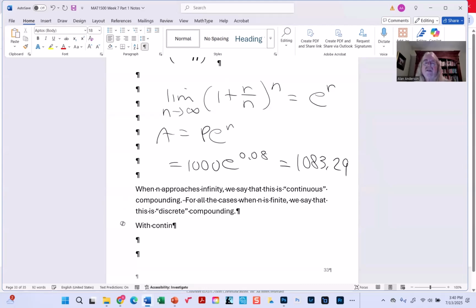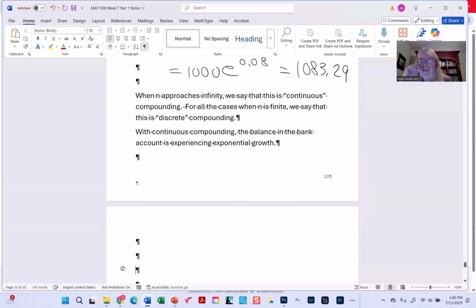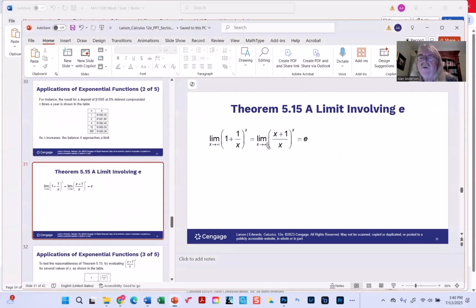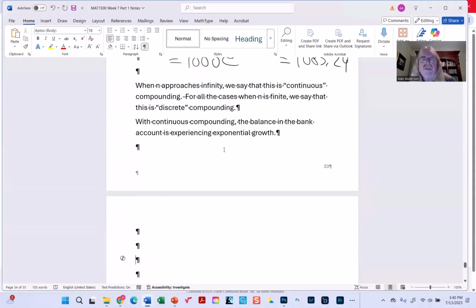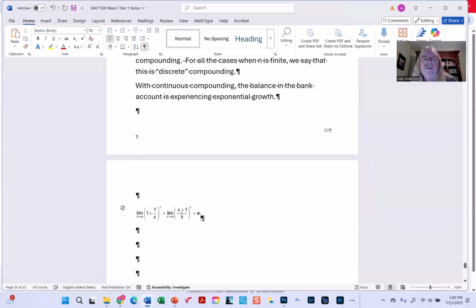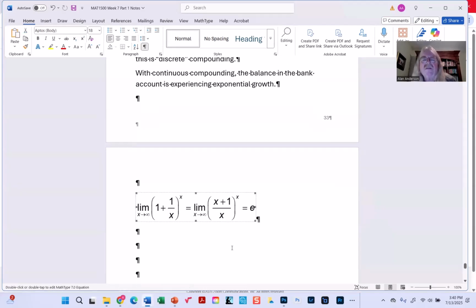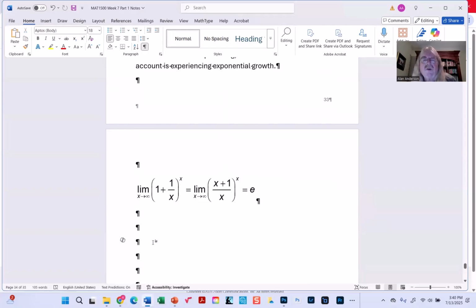So with continuous compounding, the balance in the bank account is experiencing exponential growth. So that's the tie-in with what we've been doing right there. In the limiting case, we end up with this. And that's because you may not have ever seen this definition before. In general, these are two limits that they usually like to save until this part of the course. There's two equivalent definitions, each of which will give us e.